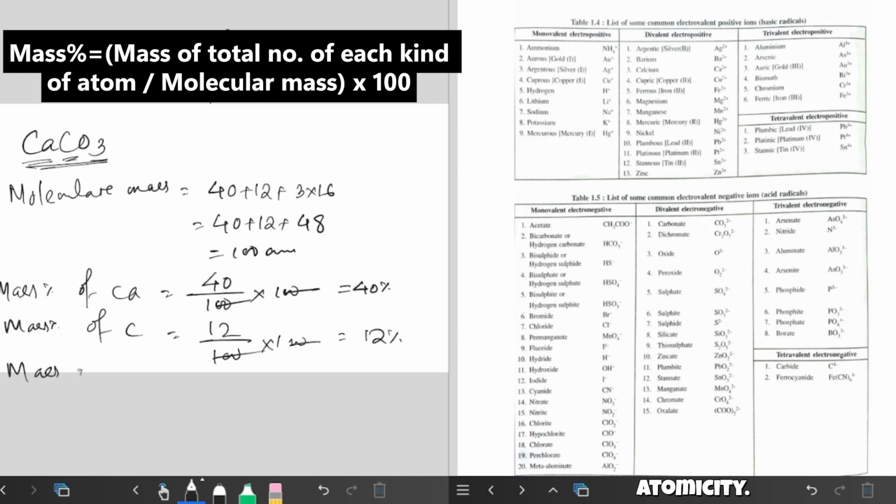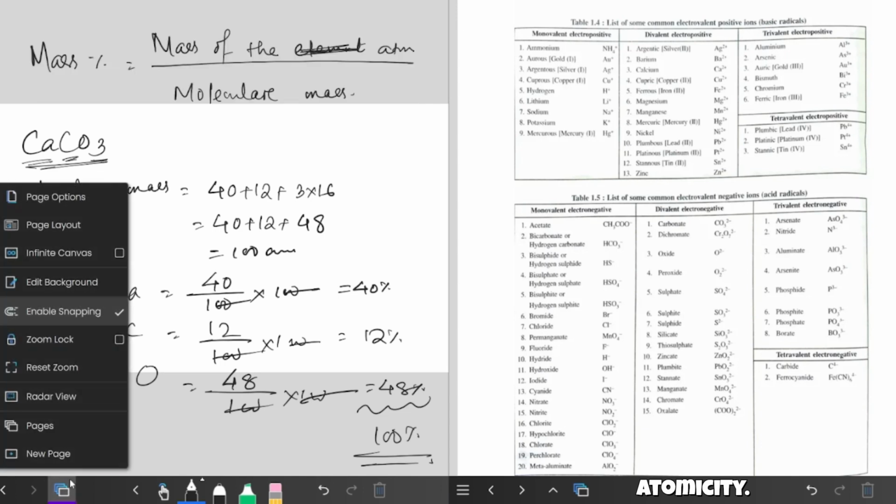Similarly, mass of oxygen, that is oxygen how much? 16, and how many oxygens are there? 3 oxygens are there. So 3 into 16, that is 48, divided by 100 into 100. This is cancelled out. It is 48%. So how do you know the answer is correct? When you add these, the total percentage should be 100. So this is how you can find out the mass percentage of an element present in a given compound.